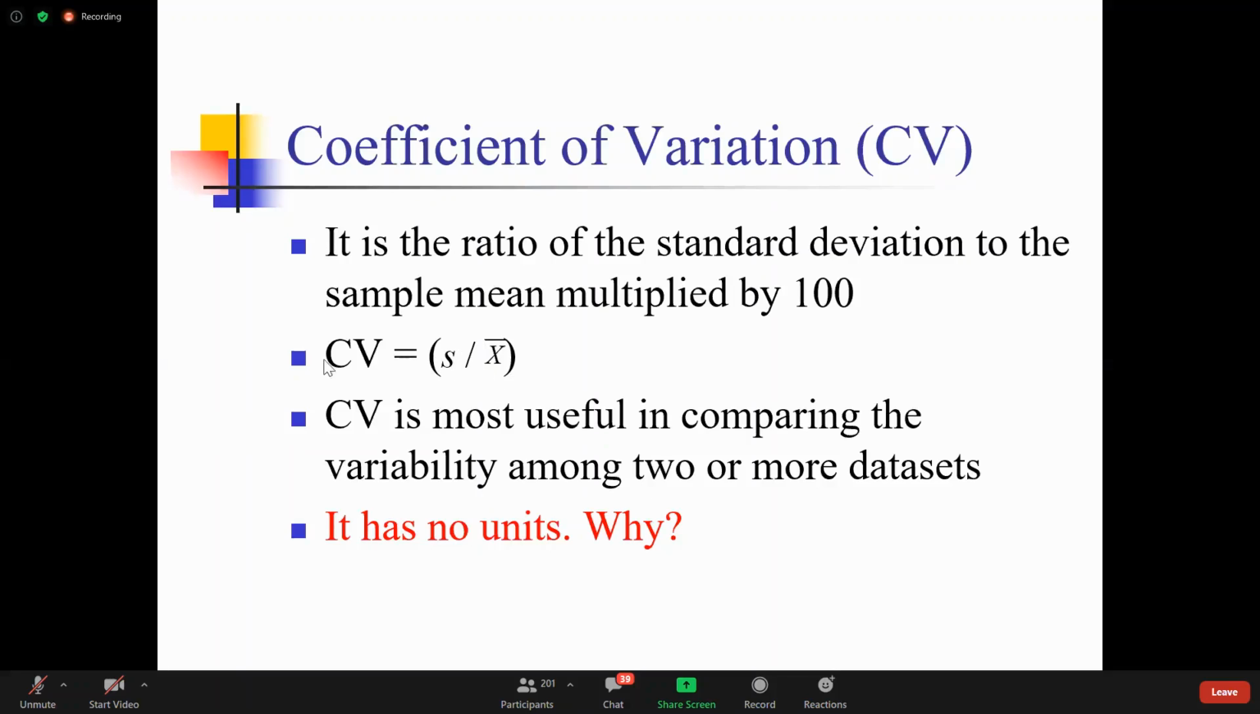Can somebody tell me why the coefficient of variation has no unit? Now the mean has a unit, the standard deviation has a unit, but the coefficient of variation does not have a unit. So if you divide the standard deviation, which is 6, by the mean, which is 2, the value is 3, and 3 is unitless. Why is that?